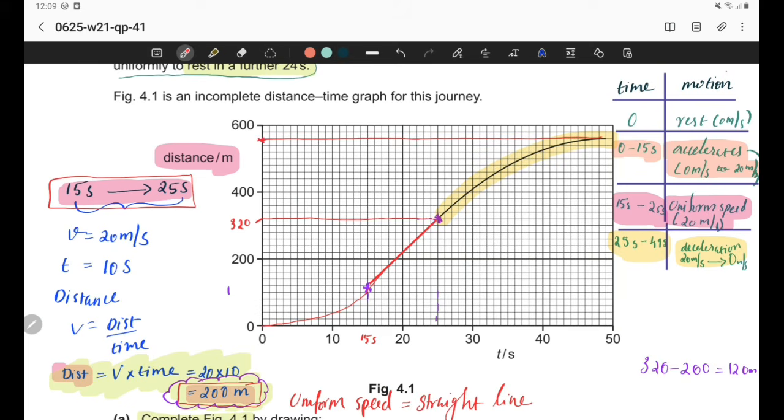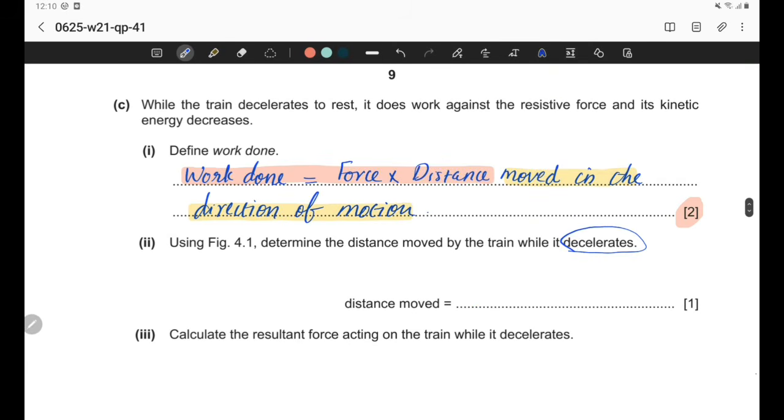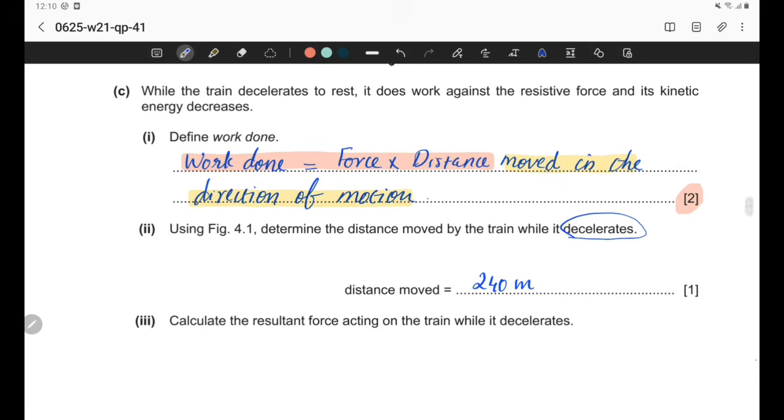at a position 560. So the total distance covered by the train must be 560 minus 320. So the answer is 240 meters. So we can write down 240 meters. Since it is a 1-mark question, we don't have to show any working.